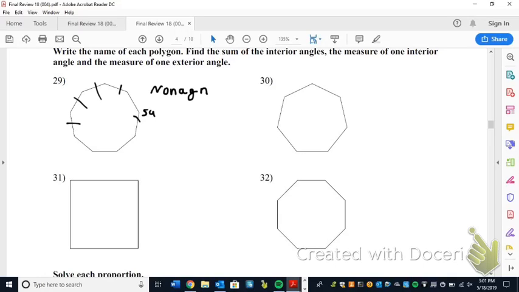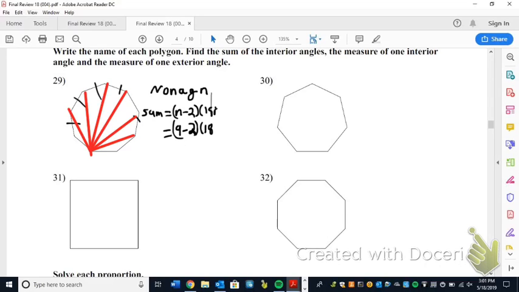It's okay. So we know the sum of all of the interior angles is n minus 2 times 180. This is representative of the number of non-overlapping triangles I can draw inside the nonagon from vertex to vertex. That covers all of the interior angles without overlapping. So we go 9 minus 2 times 180 equals 7 times 180, or 1,260.